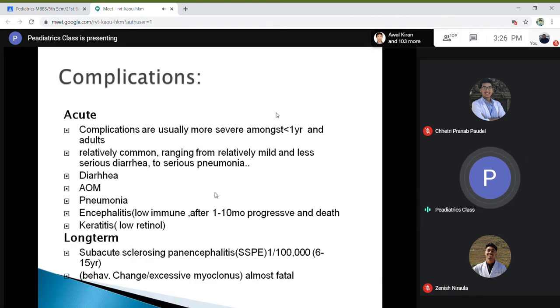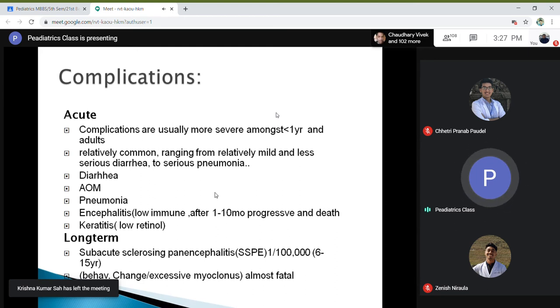So the patient came to you and you have a diagnosis. Now you expect some complications. So what could be the complications? Acute and then long-term. The acute complications are usually more pronounced in infants less than 1 year and in adults, ranging from less severe diarrhea to pneumonia. First the diarrheal disease, and then acute otitis media, pneumonia, encephalitis. In a low immune state, it can be quite progressive and dangerous.